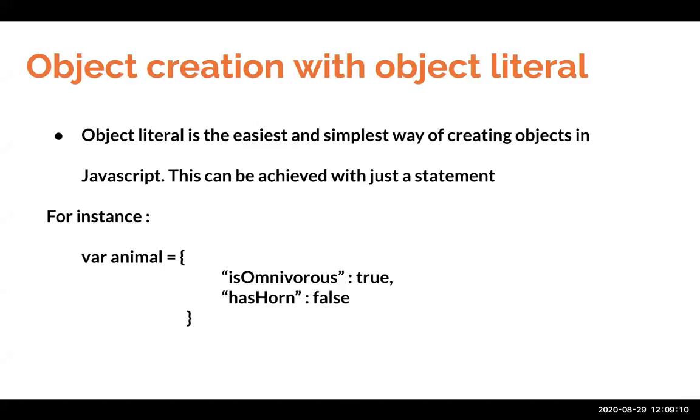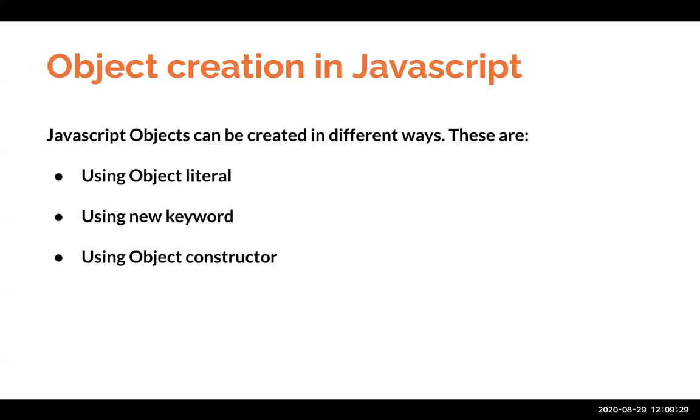So let's talk about using object literal. When we say literal, what we mean is just using a single statement. Object literal is the easiest and simplest way of creating objects in JavaScript. This can be achieved with just a statement, just like the way we define this car object here.